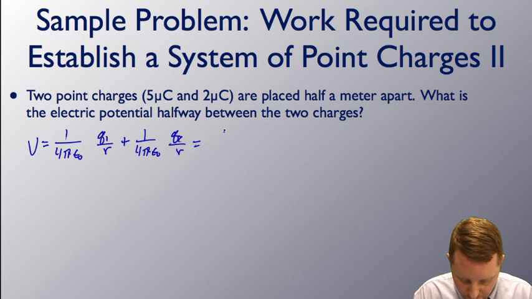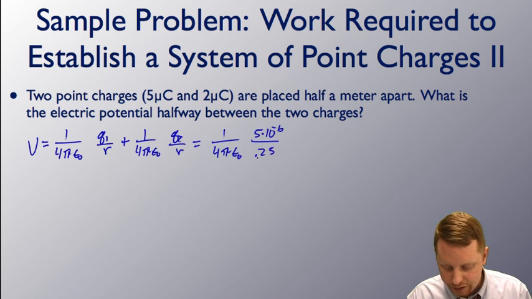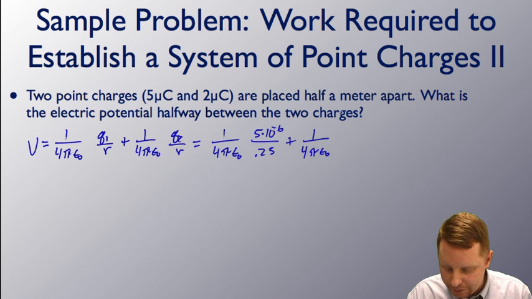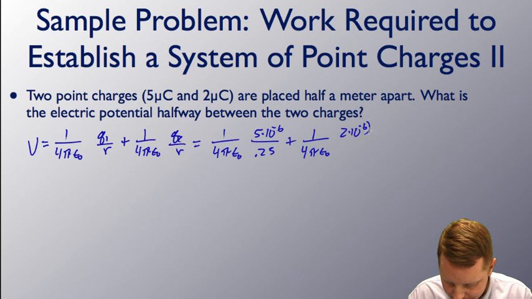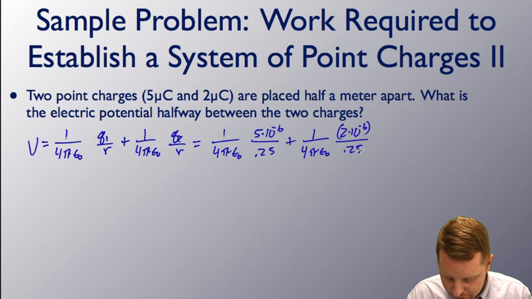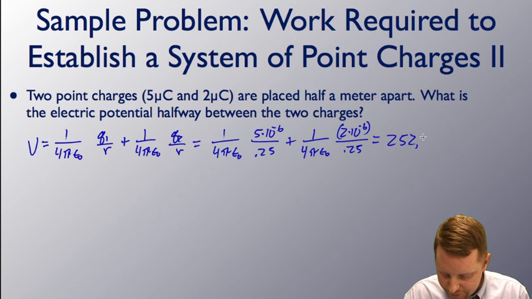So that's going to be 1/4 pi epsilon naught times our 5 microcoulomb charge divided by its distance from the point that we are concerned with between those two, plus the 2 microcoulomb charge, 1/4 pi epsilon naught times 2 times 10 to the minus 6 divided by its distance from that halfway point, 0.25 meters. Plug all that into my calculator, and I come up with something near 252,000 volts, or 252 kilovolts.